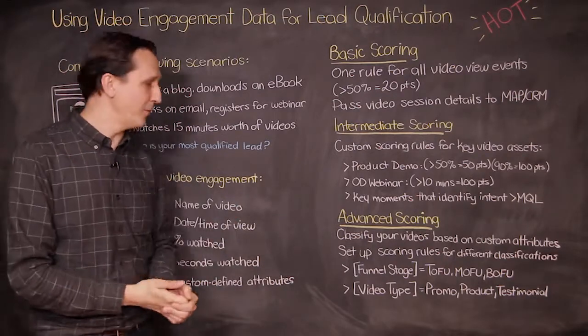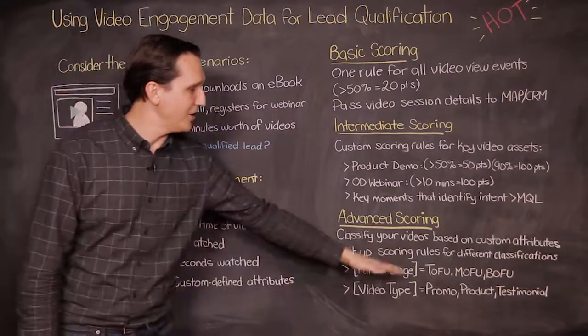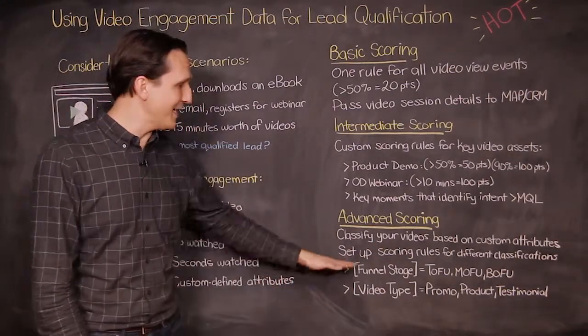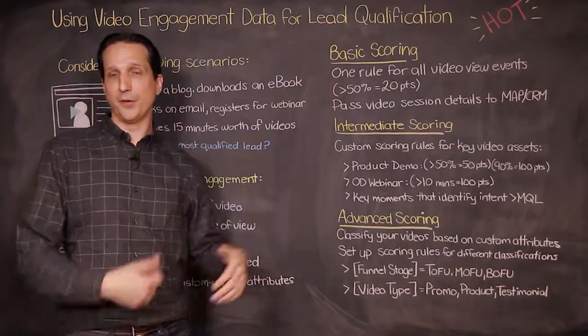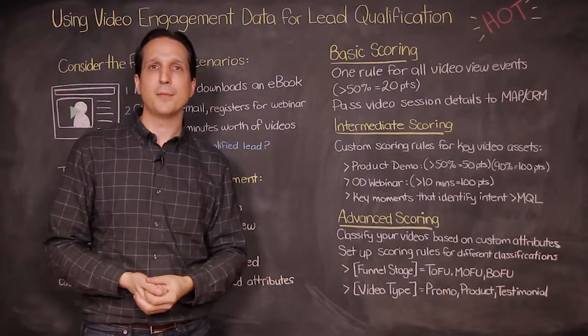Let me give you an example. So perhaps I create a custom attribute called funnel stage, and I have values of top of funnel, mid funnel, bottom of funnel. Each time I upload a video, I can tag it as such, and I can say this is a top of funnel, this is bottom of funnel. And those tags will also be pushed into your marketing automation.